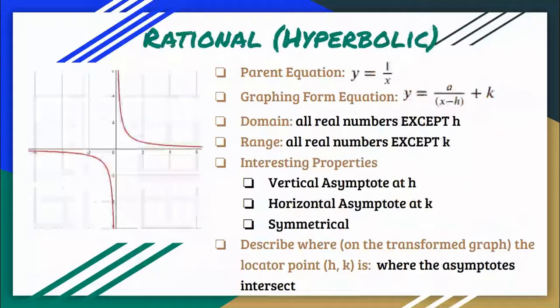So some interesting properties. Our vertical asymptote is at h. So there will always be a vertical asymptote at h. There will always be a horizontal asymptote at k. And it is symmetrical, as you can see. So remember, symmetrical means we could fold our graph in half. The h and k is where the asymptotes intersect. So because our vertical is at h, our horizontal is at k, when those two lines would intersect, that is the h comma k value.